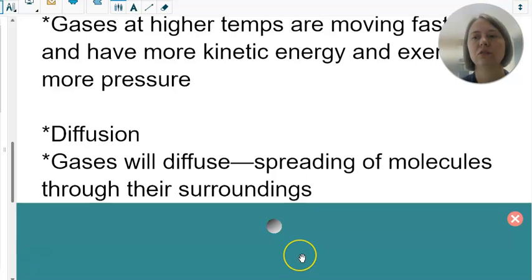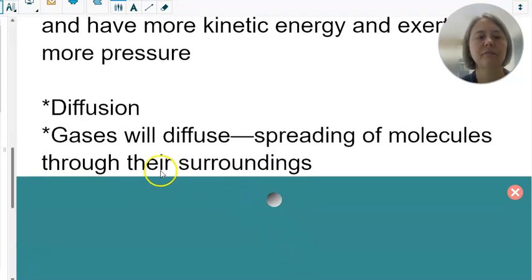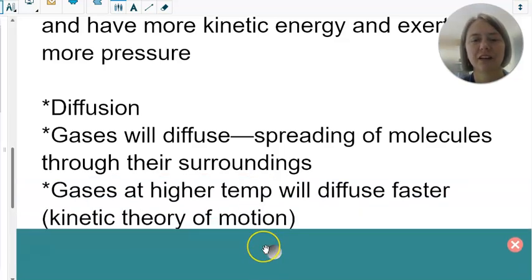Another thing gases do is they will diffuse. Diffusion is the spreading of molecules throughout their surroundings. In diffusion, the particles move from high concentration to low concentration. If you were to spray some body spray in the corner of the room, it would eventually spread out to fill the whole room. And gases at a higher temperature will diffuse faster because they're moving faster, so they will spread out faster.